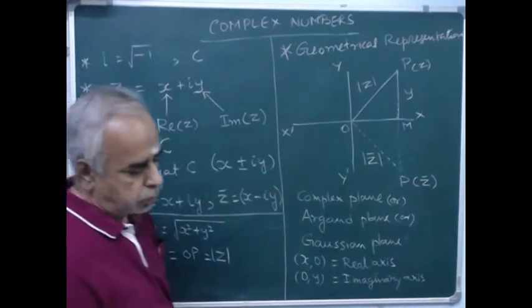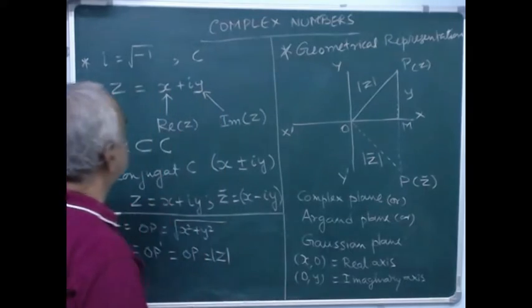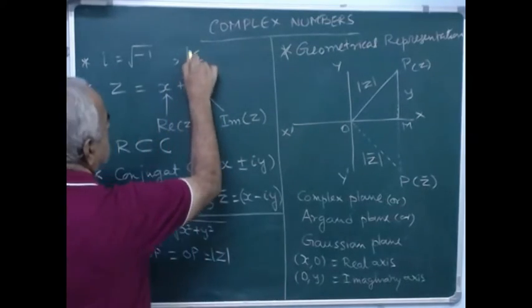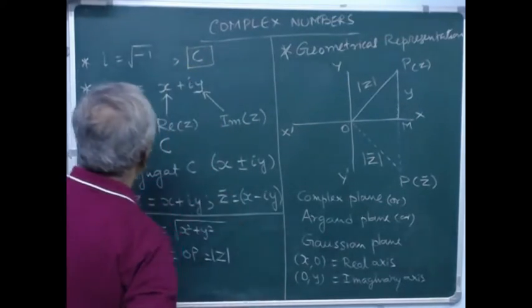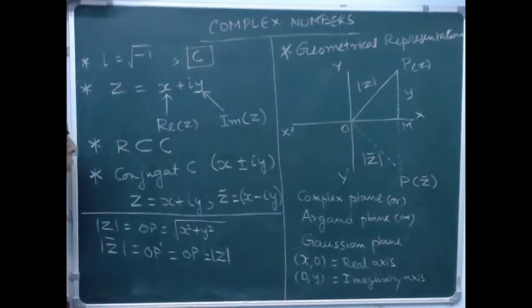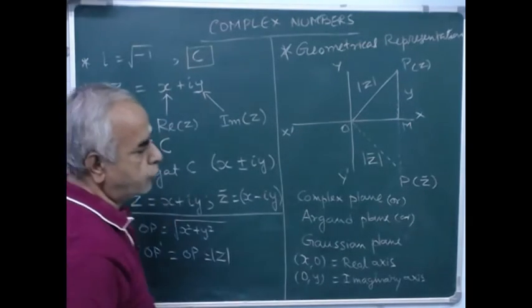Complex numbers. The complex number is represented by C. I is equal to square root of minus 1.